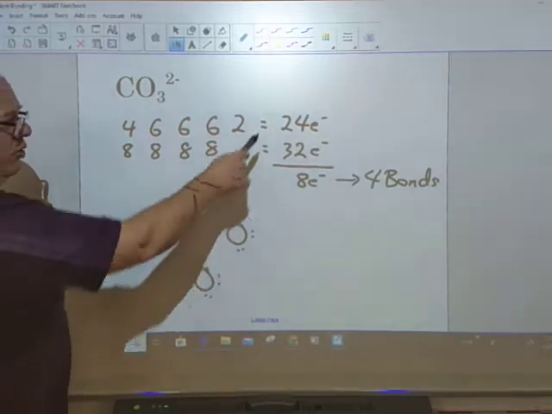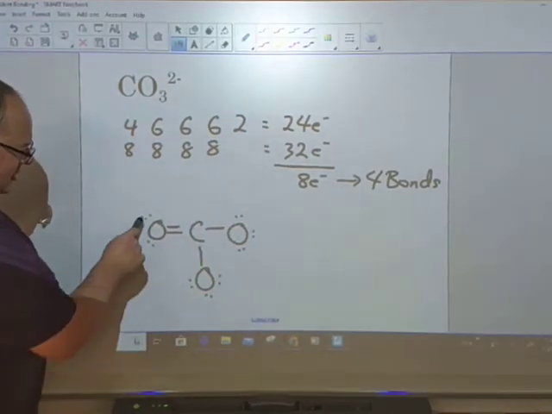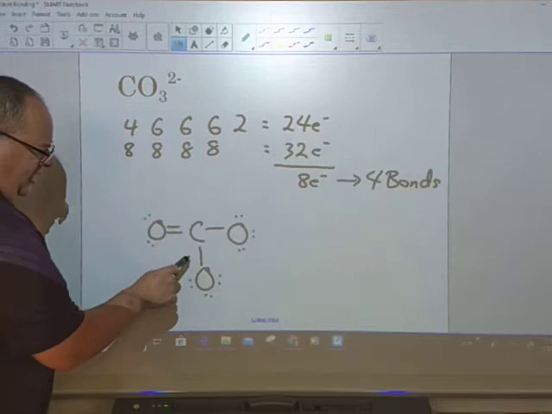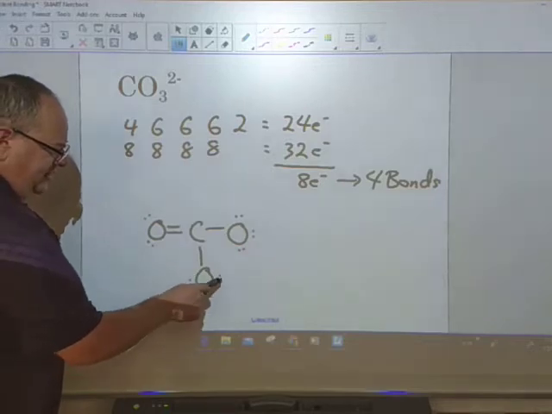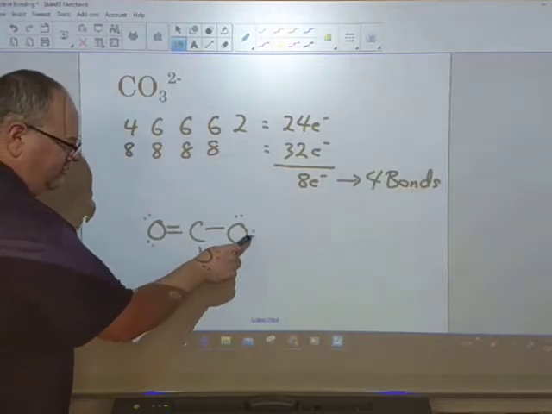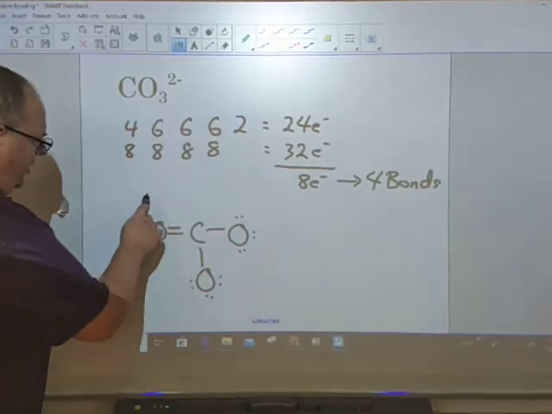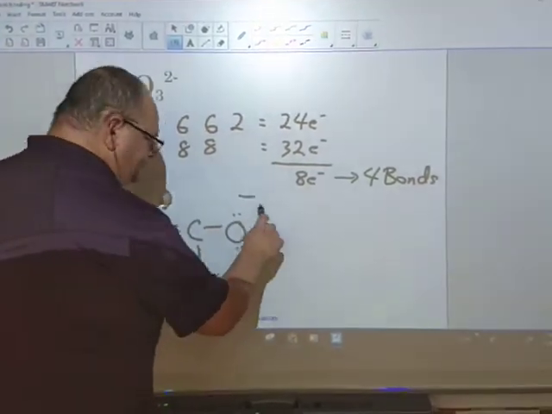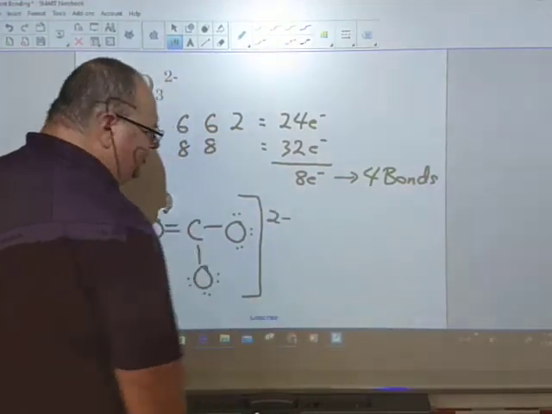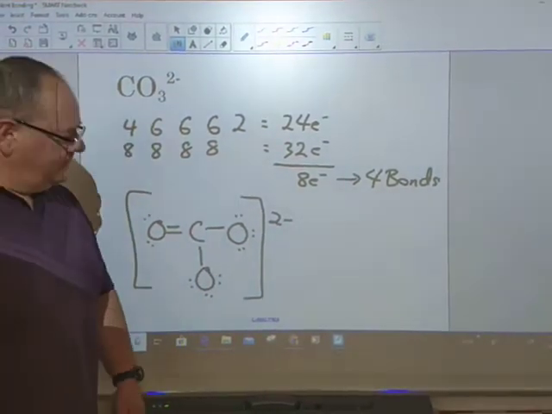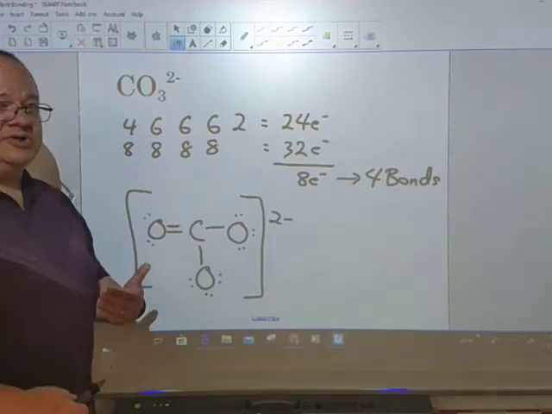Let's go back and count. Hopefully it comes out to 24 electrons. 2, 4, 6, 8, 10, 12, 14, 16, 18, 20, 22, 24 electrons. Brackets, 2 minus. We just follow our steps.